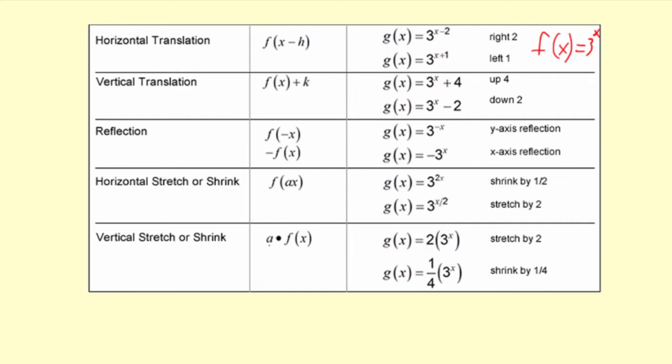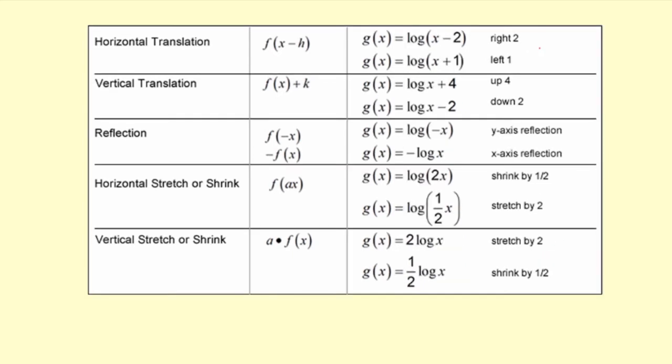Vertical stretch or shrink, take a constant and multiply it by the entire function. Examples, 2 times 3 to the x power, that's a stretch by 2 vertically. 1/4 times 3 to the x power, that's a shrink by 1/4, a vertical shrink by 1/4. So those are exponential transformations. Now let's look at logarithms.